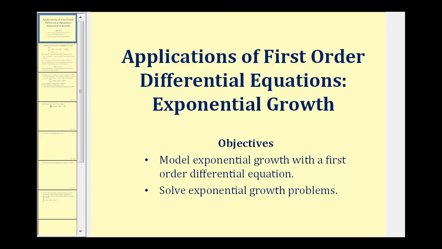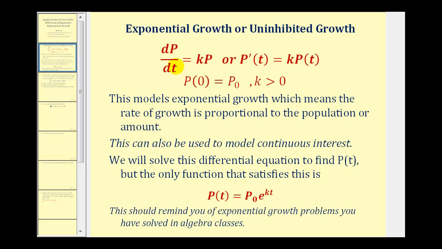Welcome back to part 2 of using first-order differential equations to model exponential growth. The differential equation dP/dt equals k times P, or P'(t) equals k times P(t), is used to model exponential growth, which means the rate of growth is proportional to the population. Again, this is telling us the derivative of the function is equal to a constant times the function.